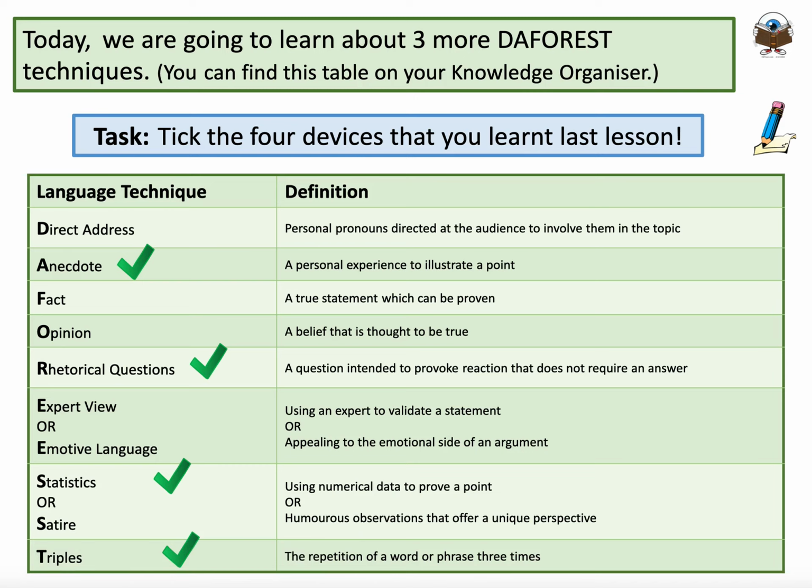Today we're going to learn about 3 more persuasive techniques. You can find this table on your knowledge organiser. So again, that's attached with the lesson. Tick the 4 devices that you learnt last lesson. Well, I've done it for you, so this helps you to move on. We've got anecdote, rhetorical question, statistics, and what's that one on the bottom? Triples, okay?